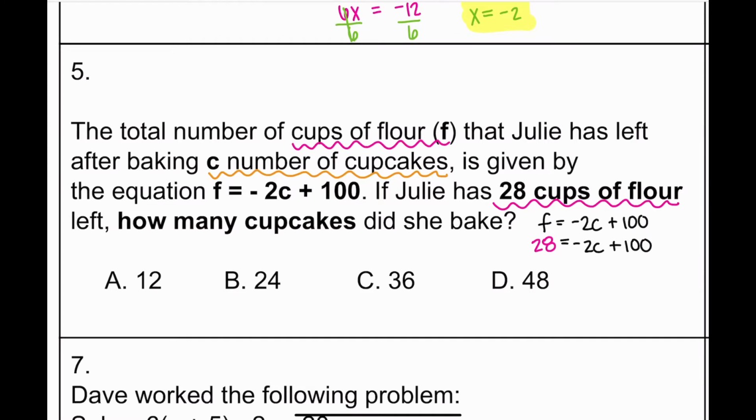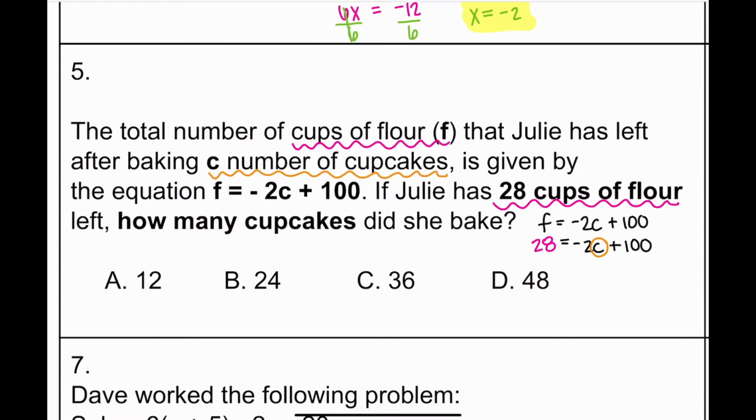Now we want to know how many cupcakes she baked. So we need to know what C is. To solve for C, this is a two-step equation. We need to move the constant terms to one side. I'll remind you we don't have parentheses and we can't combine like terms at this point.